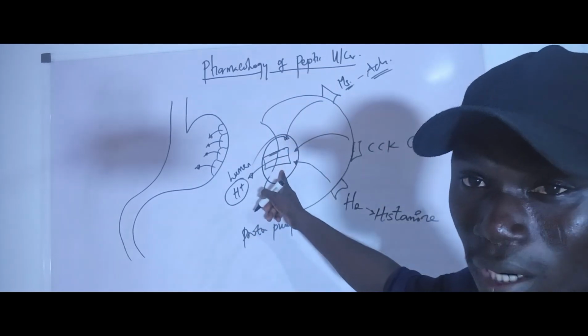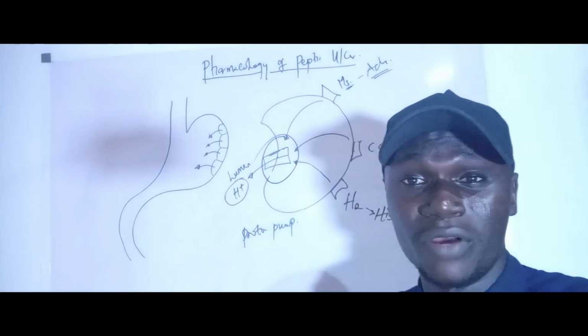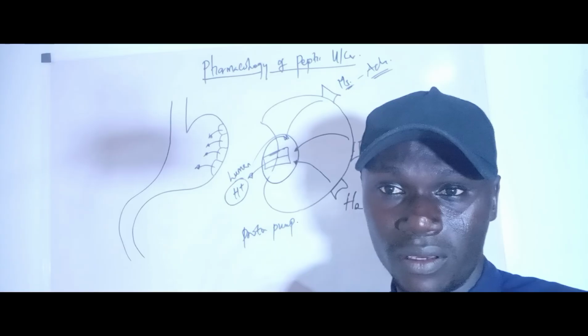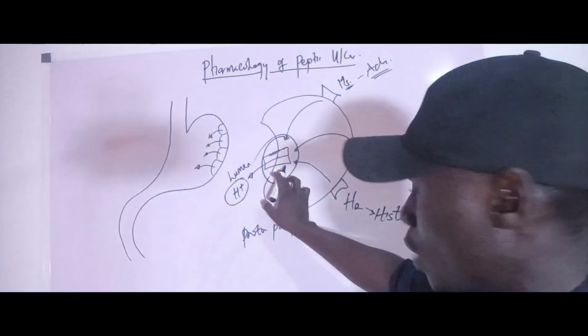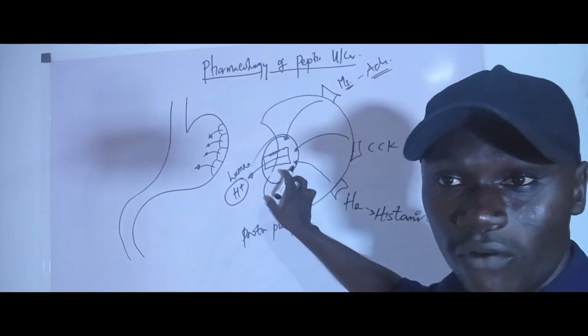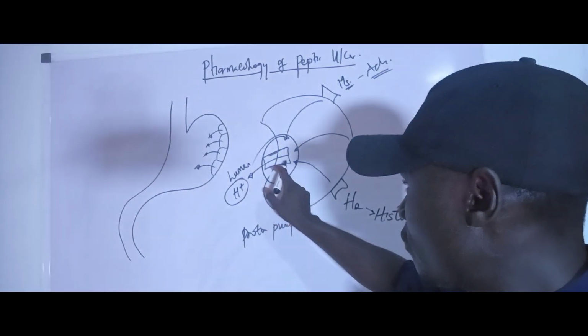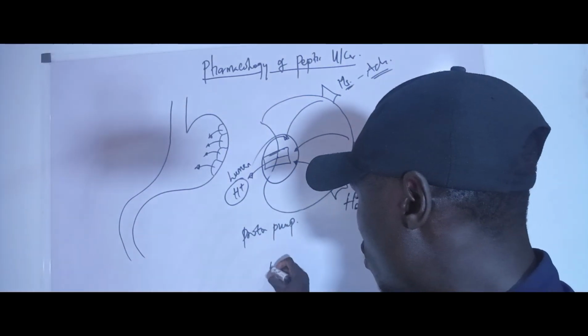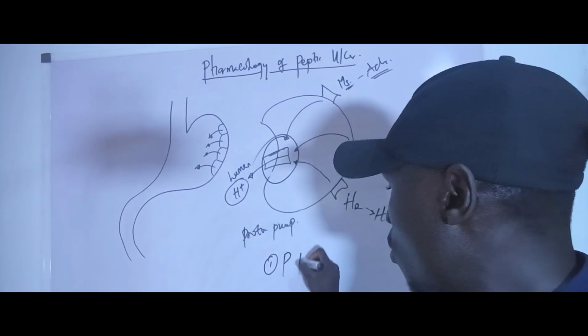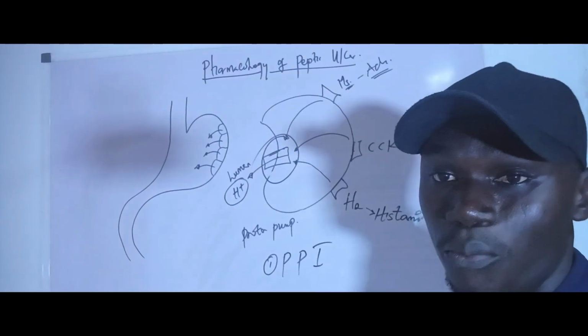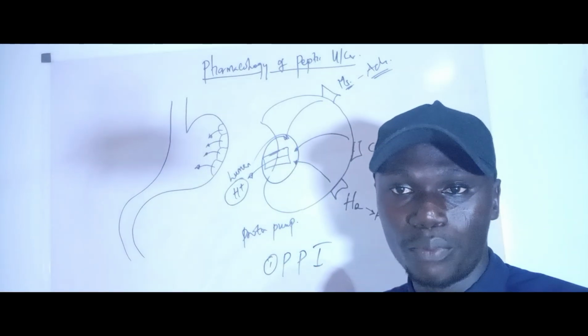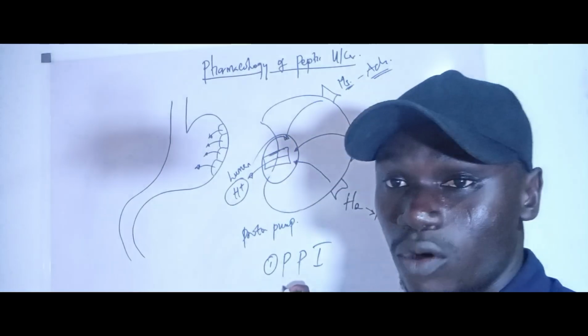But picture a drug that inhibits this one, the proton pump. I believe you want to say that drug will be very effective. Is that not so? Because this is the converging point. So the first class of drug we will talk about will be proton pump inhibitors, which we call PPIs. This will be the first class of drug we will discuss.